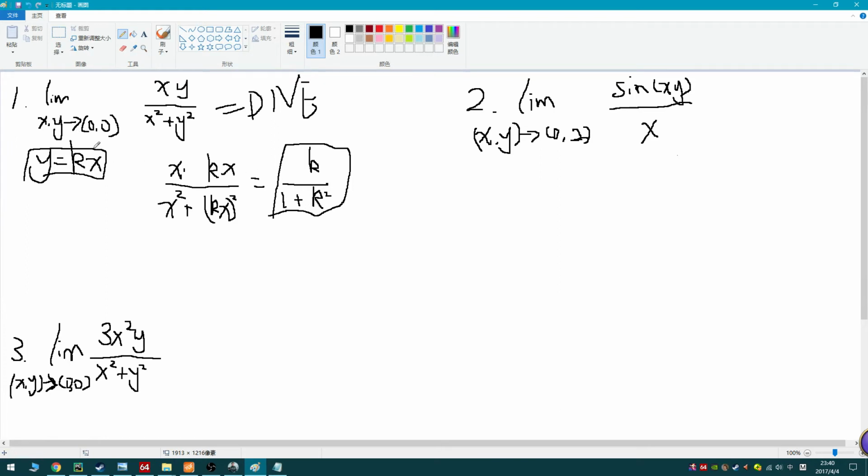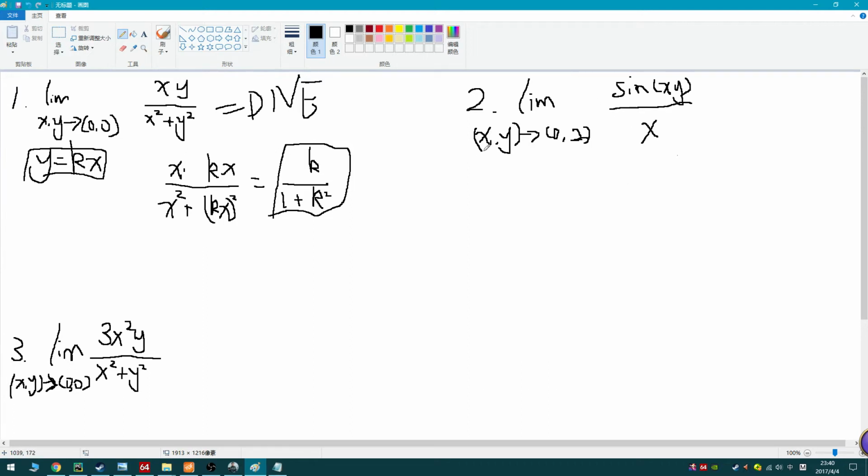So when you do the substitution, if you find a limit that does not depend on k, the slope, that means the limit exists. But in this case, it does not exist. So let's talk about the second question.